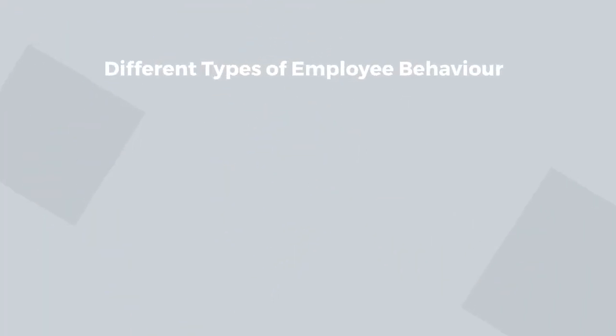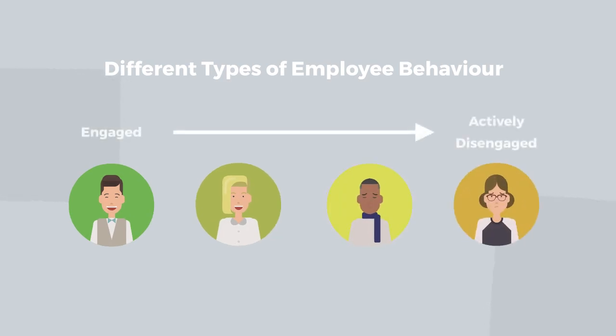Different types of employee behaviour. There are 4 main types of employee, ranging from engaged to actively disengaged. These are performers, spectators, cynics, and victims. We all have the capacity to behave as performers, spectators, cynics, and victims. This isn't about who we are, but instead about what we've experienced.